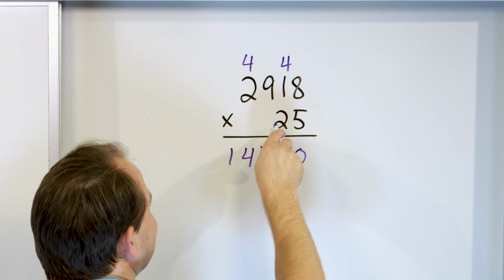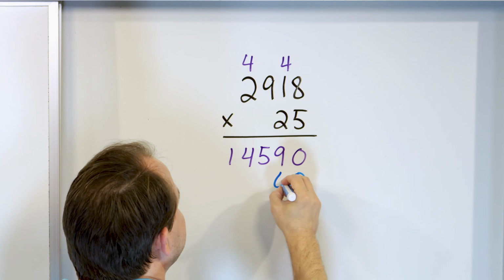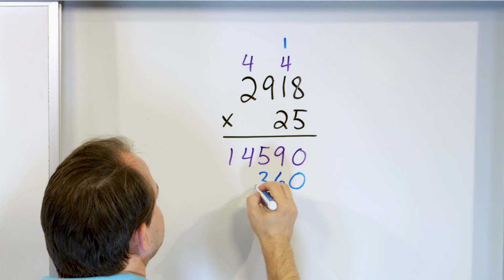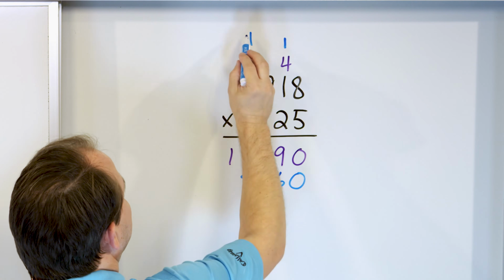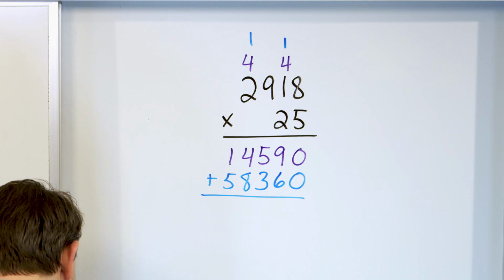Next, we're multiplied by the 2, which really has a value of 20, so we drop a 0. 2 times 8, 16. Carry the 1. 2 times 1 is 2. 1 more is 3. 2 times 9 is 18, carry the 1. 2 times 2 is 4, 1 more is 5. And then we add.